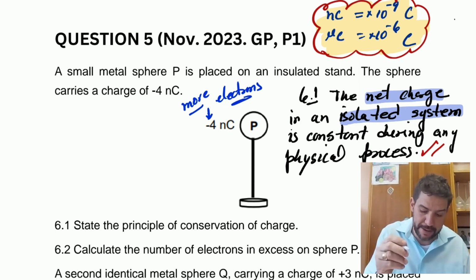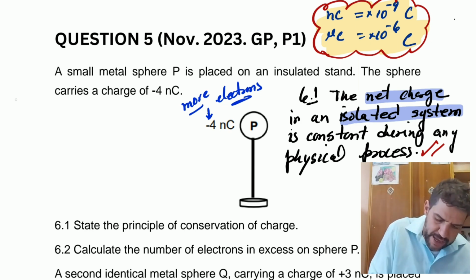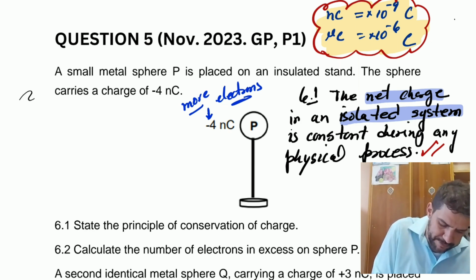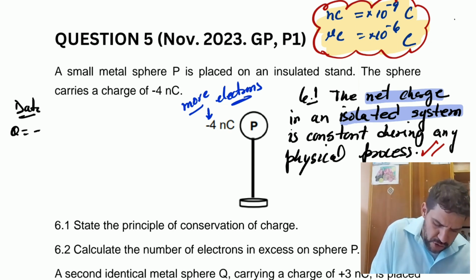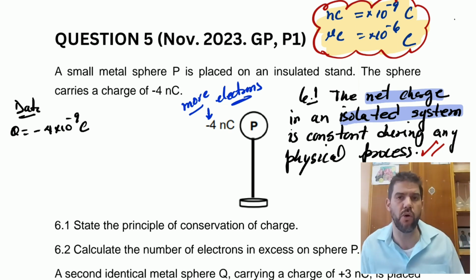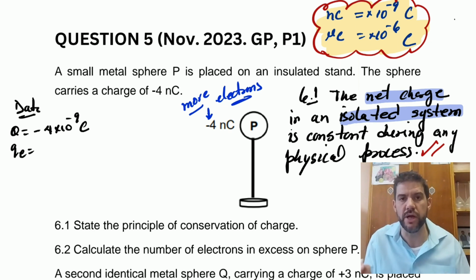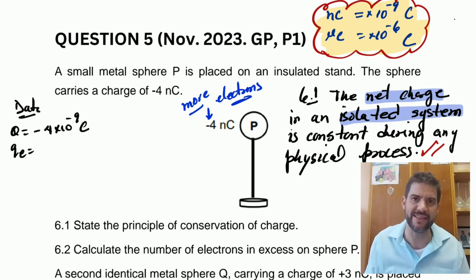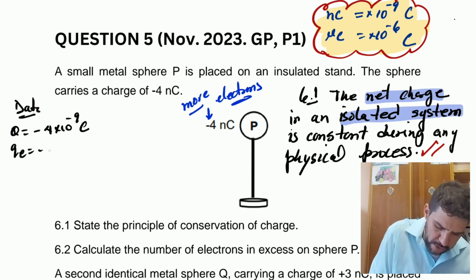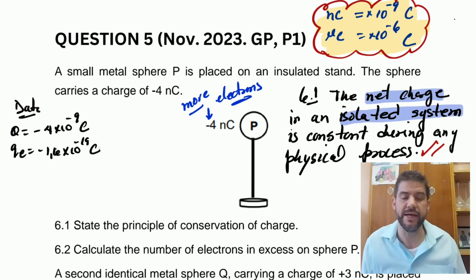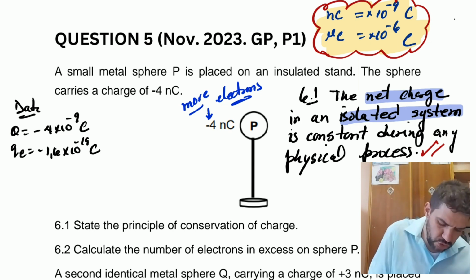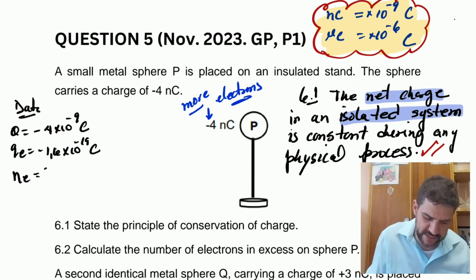So what data do we have that we can use here? Let's write the data on this side. First of all, we have the charge, which is equal to -4 times 10 to the -9 coulombs. Remember, you have to convert. We have the charge of 1 electron, which is given to you. It is a constant in a table at the end of the exam. It's -1,6 times 10 to the -19 coulomb. And then you're looking for the number of electrons, that is the question mark.